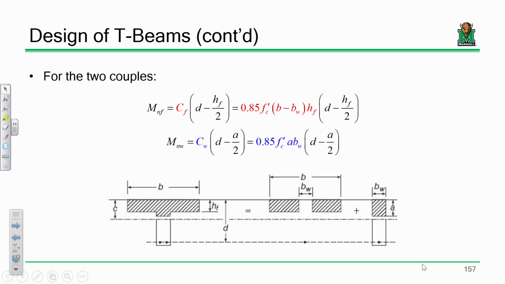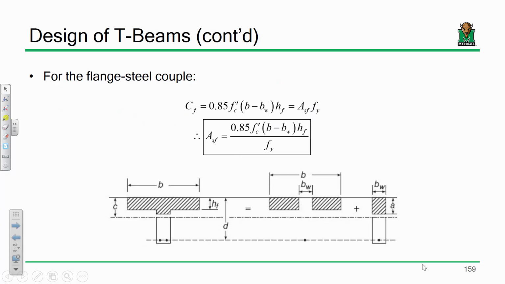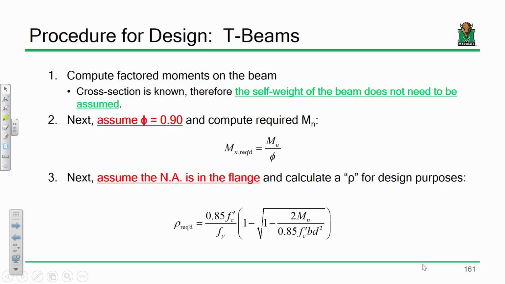For this first one, this is a compressive force. How much tension force do we need? This is a compressive force. How much tension do we need? Determining how much tension we need, we can determine the area that we need, add those areas up and pick a steel pattern accordingly. For the flange steel couple, it's a pretty simple calculation. C equals T, so 0.85 f'c times that area has to equal the area of steel times fy. Just solve for the area of steel. And for the web steel couple, all we have to do is determine the nominal moment capacity of the web and then back calculate accordingly.